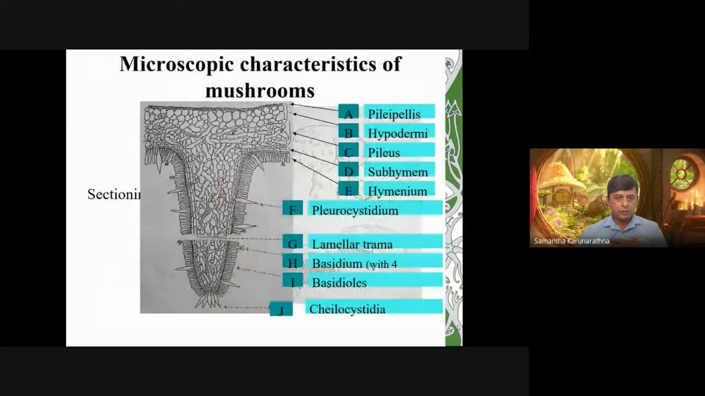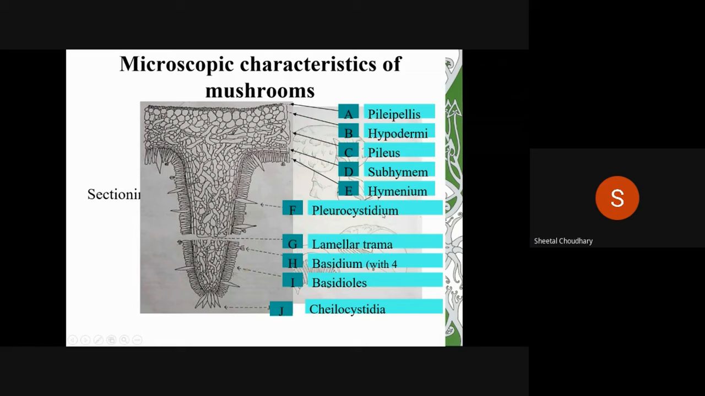Next one, please. Yeah. So you see, if you find the cystidia at the tip of the gill, you call it cheilocystidia. If you find it at the edges, you call it pleurocystidia. Okay, so the cheilocystidia will be on the tip.